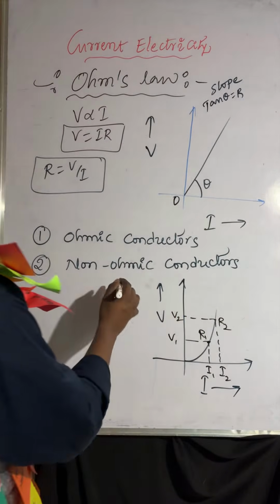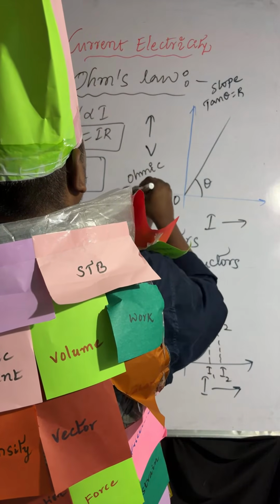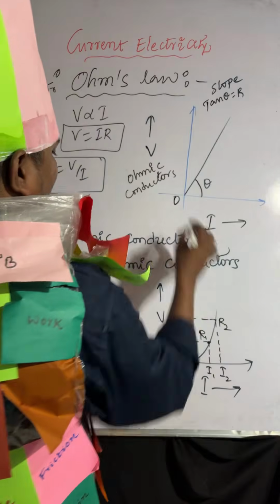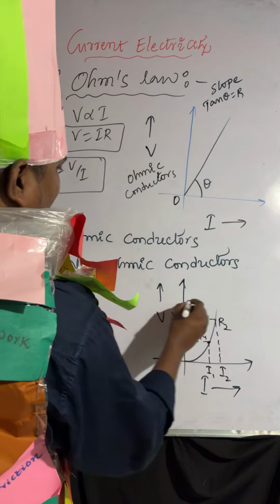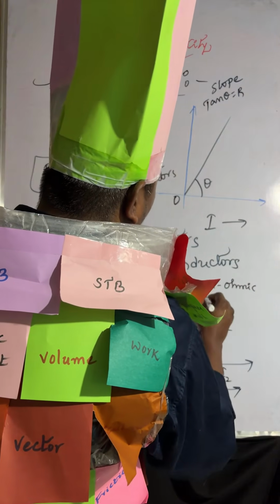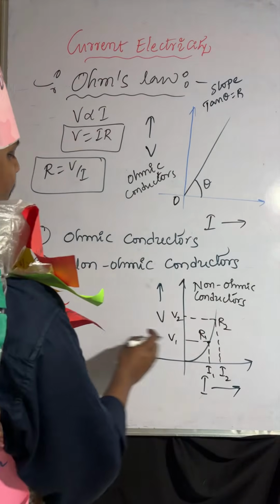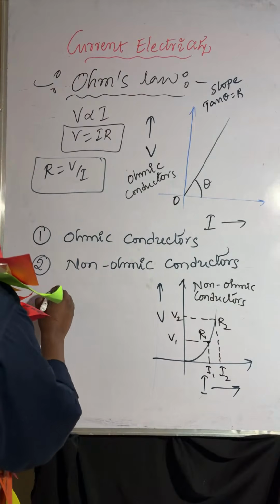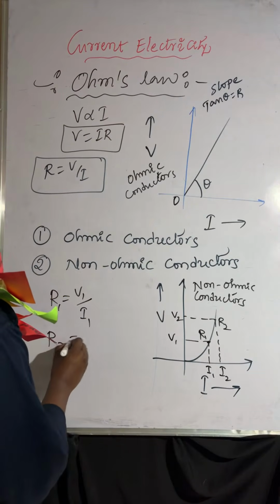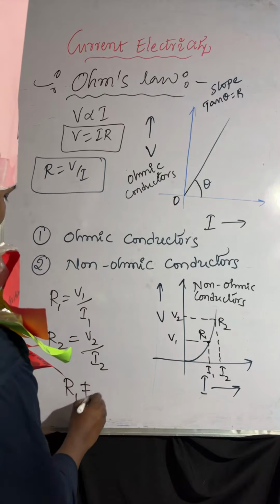This is for ohmic conductors: the graph is a straight line starting from the origin. And coming to here, this is for non-ohmic conductors. Even though it does not obey Ohm's law, still R1 equal to V1 by I1, R2 equal to V2 by I2, but R1 is not equal to R2.